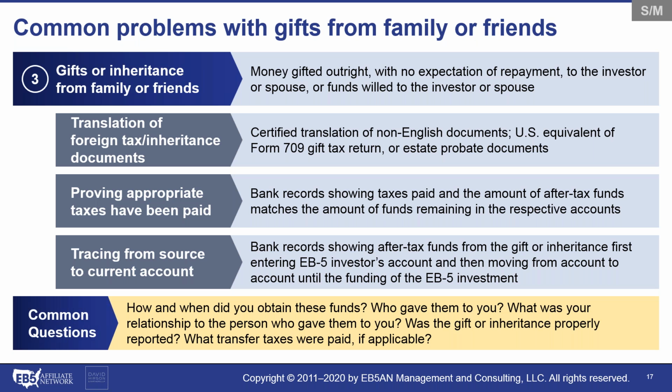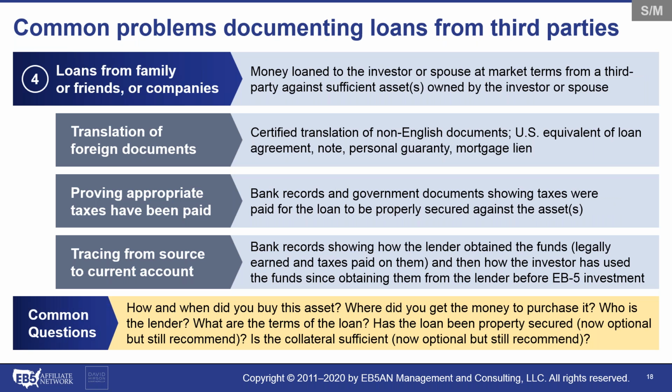The main difference here is that you have to show that any applicable inheritance taxes were paid, or if there was a gift tax return that was required to be filed, how that was done, make sure everything was done in compliance. And then in relation to the loan, this one's a little bit more complicated.